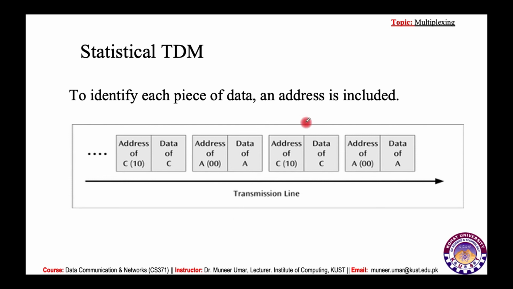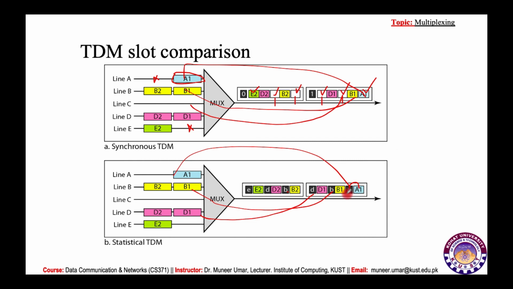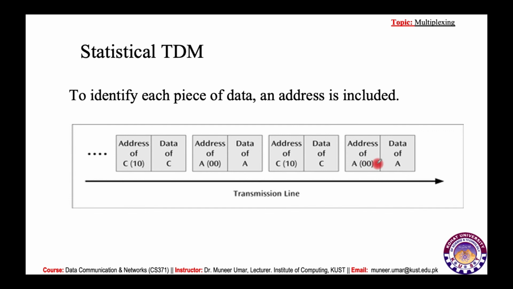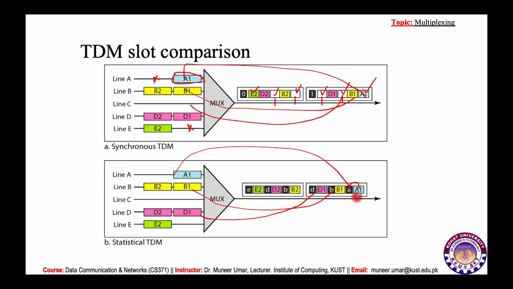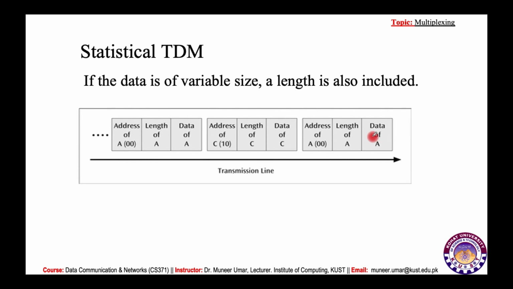To identify each piece of data, an address is included. Here we can see that the addresses are included with these pieces. So we have data of A, then address of A, similarly data of C and address of C, and so on. If the data is of variable size, a length is also included. It is possible that we don't use fixed slots here. So for that purpose, we must also provide the length of that block with the address. So it would be like this: data of A, length of A, and address of A.